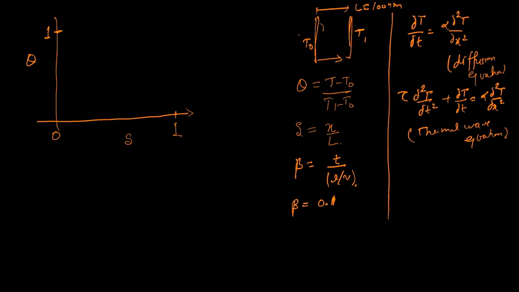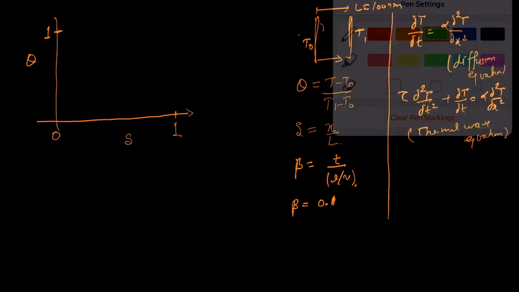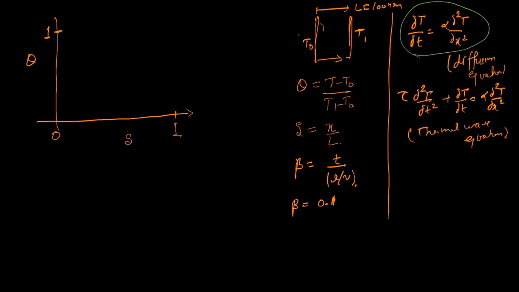So if we look at this diffusion equation, as we said, the heat transfer happens at an infinite speed. So even at a small time scale, the diffusion equation would give you something like this. It's not going to be exactly linear, but there would be some curvature to it. That would be the diffusion equation.